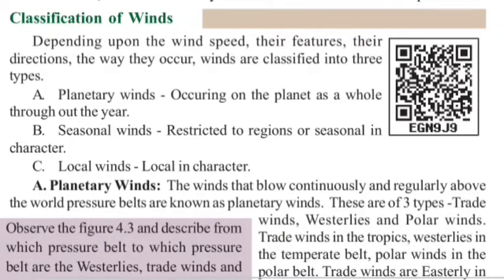Now seasonal winds. What are the seasonal winds? They are restricted to regions or seasonal in character. Understand? They blow during a particular period or in a particular region. That kind of winds are known as seasonal winds. And local winds. Local winds mainly influence the local climate. They are local in character. Understand? Right.